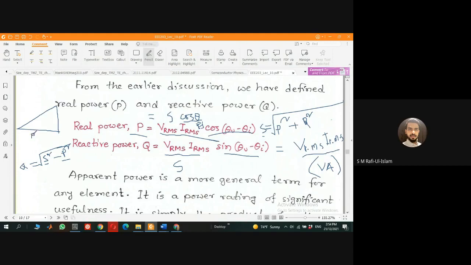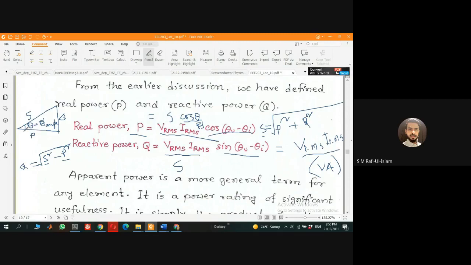So if this is the case, the triangle should look like this, right? Let's say this is the real power, this is the reactive power, and this angle is called theta, the power factor angle. Yeah, theta equals the power factor angle, and this one is the apparent power. So if you are asked to draw the power triangle, this should be the power triangle.